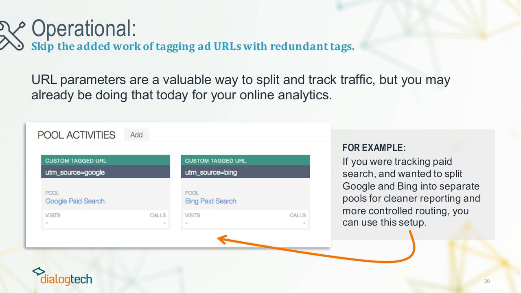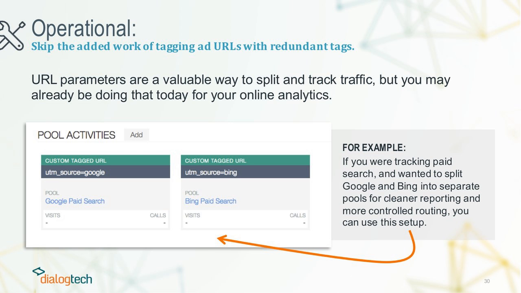But if I have a UTM source of Google and a UTM source of Bing, and I want to create two separate session-level tracking pools for those two different sources, well, let's just use the parameters you already have today. So in this case, that's where we're using those UTMs, tying them to particular tracking pools, and using URL parameters that already exist within your URLs.